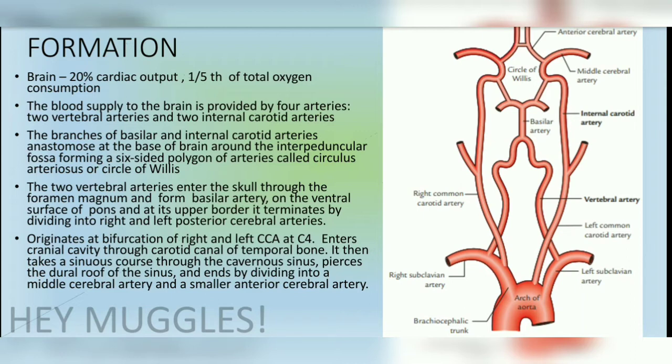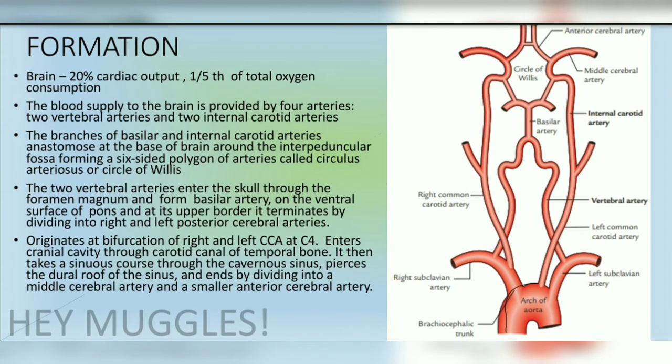Right? This is your arch of aorta. From the arch of aorta there arise three branches: brachiocephalic trunk, left common carotid and left subclavian. Right? The brachiocephalic trunk further divides into two branches: right subclavian and right common carotid. This is your right subclavian and this is your right common carotid.